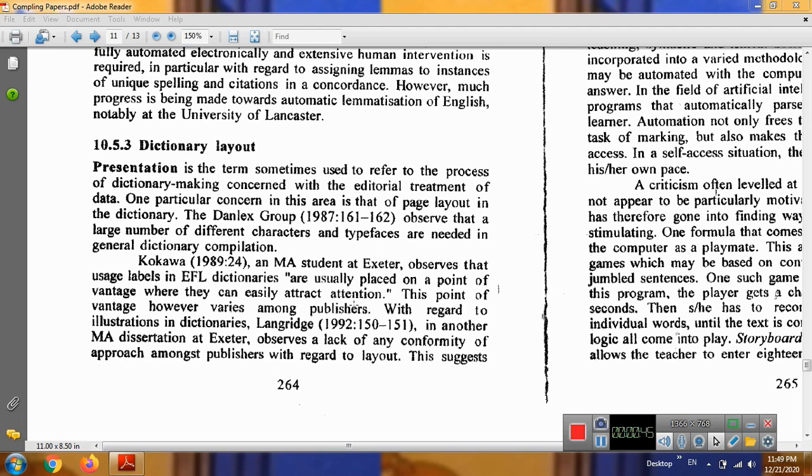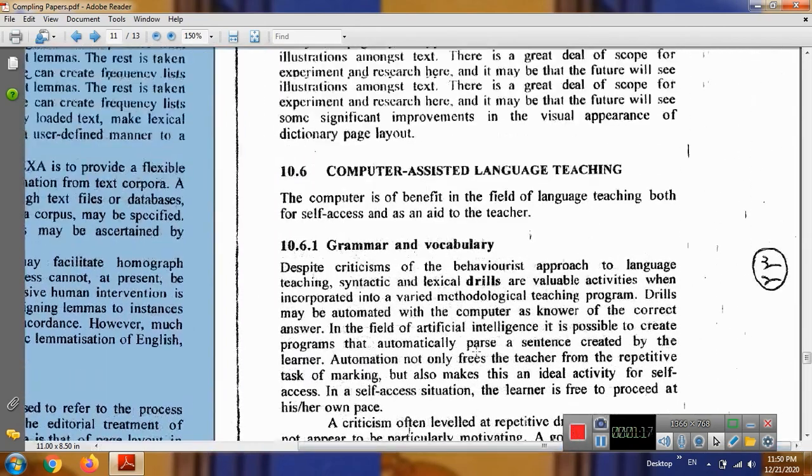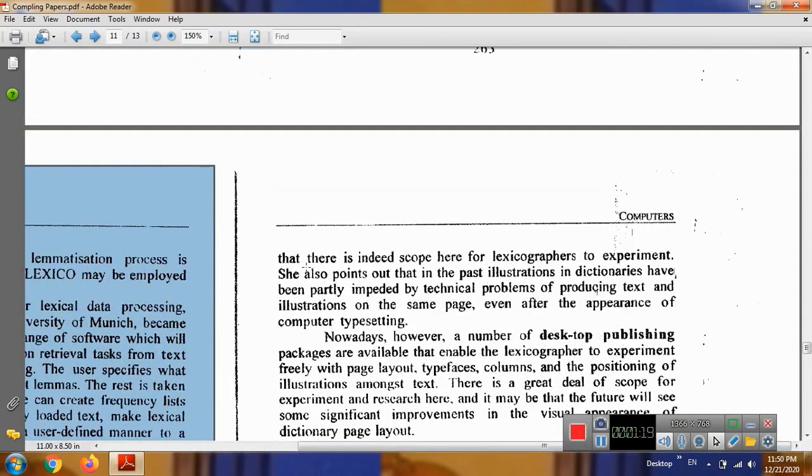vantage where they can easily attract attention. This point of vantage, however, varies among publishers. With regards to illustrations in dictionaries, another MA dissertation observes a lack of any conformity of approach amongst publishers with regard to layout. This suggests that there is indeed a scope here for lexicographers to experiment.